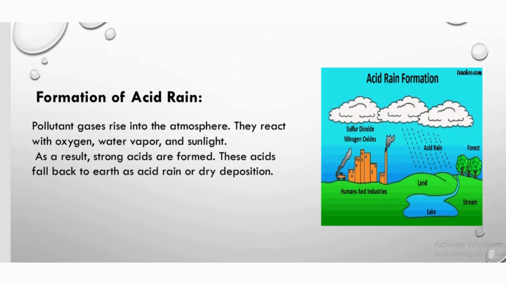So now there is the formation of acidic rain. The pollutant gases rise into the atmosphere. They react with oxygen, water vapor, and sunlight. As a result, strong acids are formed. These acids fall back to the earth as acidic rain or dry deposition.